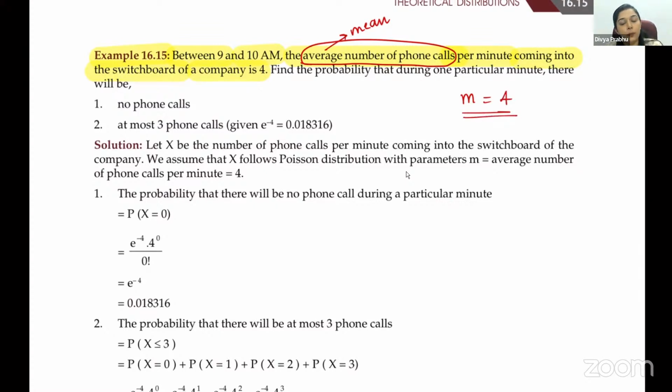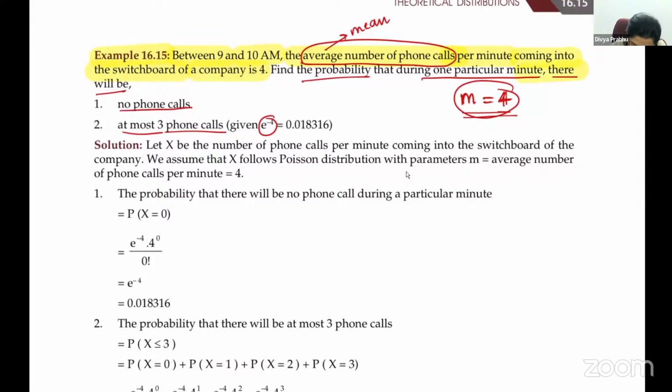I told you M is equal to mean. Basically here mean is equal to 4. That is, average is equal to 4. Got it? Now, see, first of all, understand here they have mentioned that average number M is equal to 4. Find the probability that during one particular minute there will be no phone calls, at most 3 phone calls, given e to the power minus 4. When you see this e to the power minus 4, you know that you have to apply the Poisson distribution formula. In Poisson distribution formula, you have only M here, which is average, which is mean. Mean M is equal to 4.